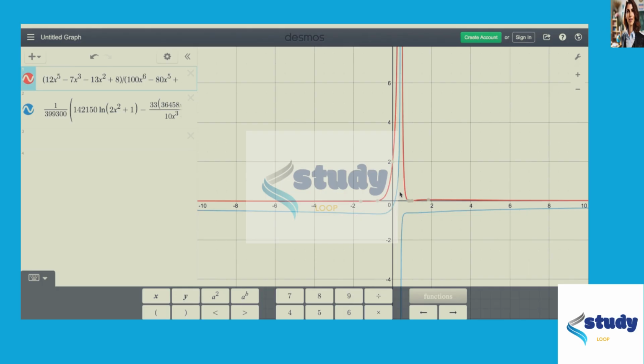Whenever the blue graph is increasing, the red graph is positive. Over here, blue graph is increasing, red graph is still positive, and so on. So this is just more evidence that we've graphed the correct functions. And that's our final answer.